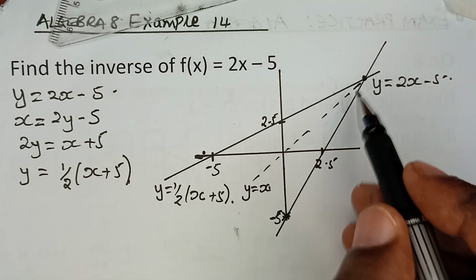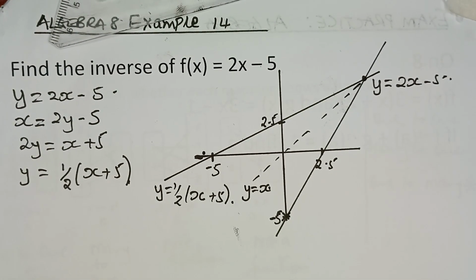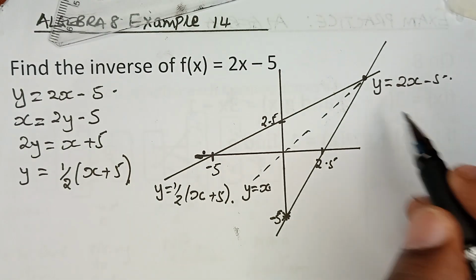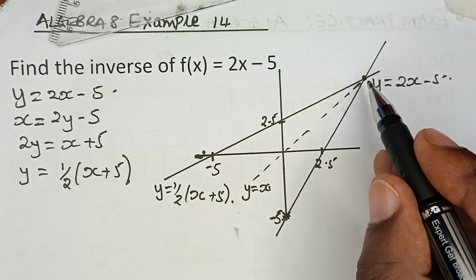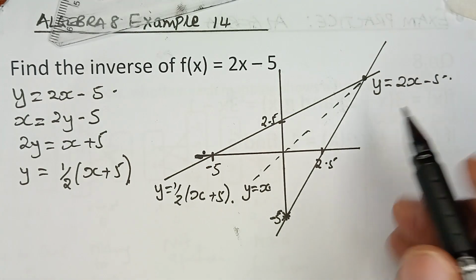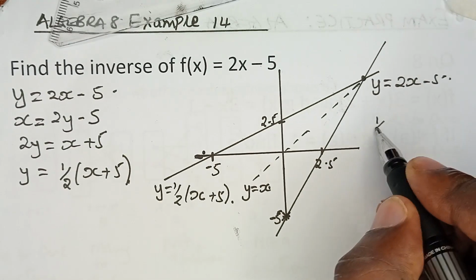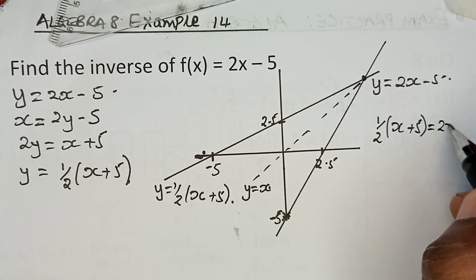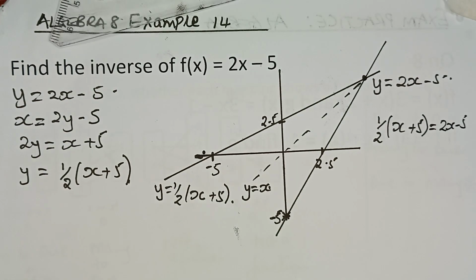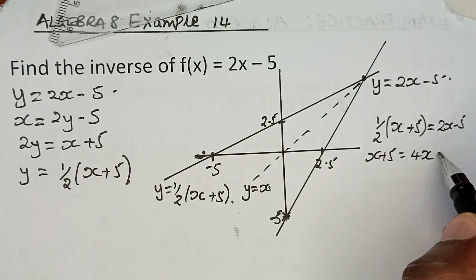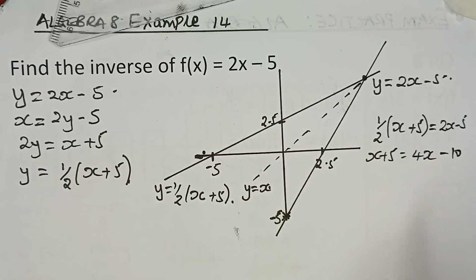What are these coordinates, so to speak? You may want to find the coordinates here. And how do you find these coordinates? You will only have to believe that the two equations are equal at this particular point. So a half of x plus 5 is exactly equals to 2x minus 5. So you multiply everything by 2. X plus 10 is equals to 4x minus 10.